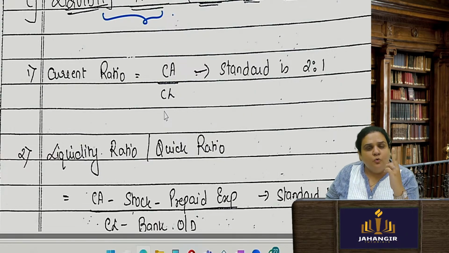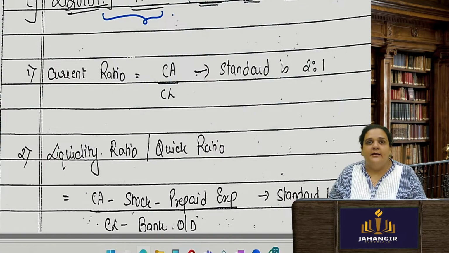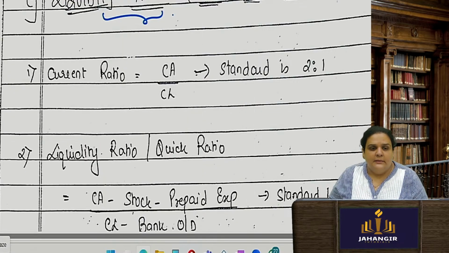You need to have 2 rupees in current assets against 1 rupee in your current liability. Only then I can say that this particular organization is liquid, is current. They are able to pay their liabilities with the help of their assets. It should not be other way around, of course.